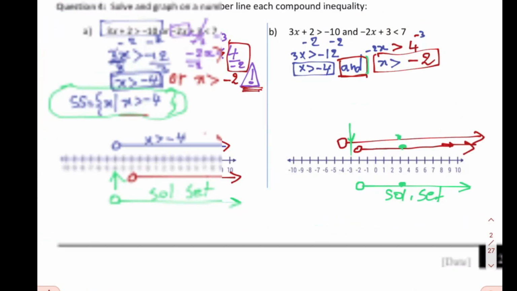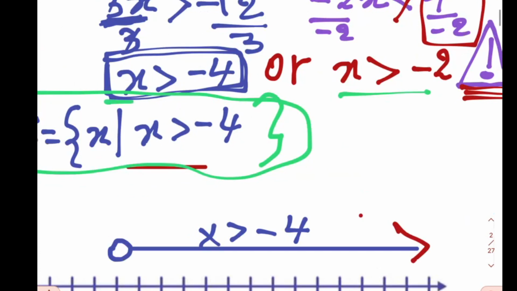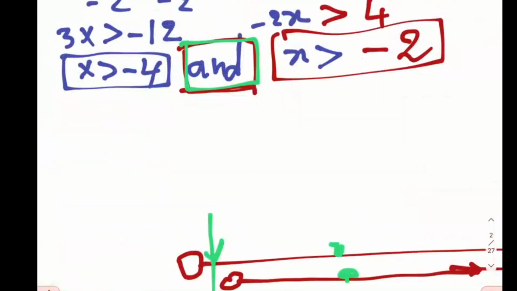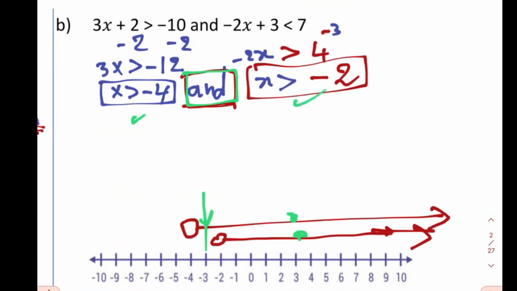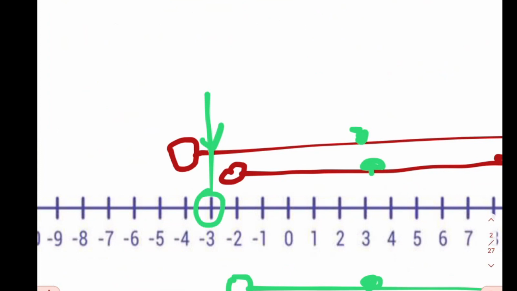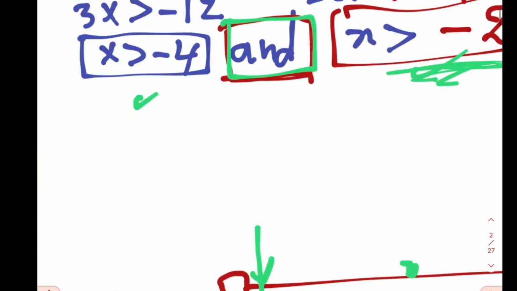But "or" means verify either of them, verify this or verify that. Any solution here you accept, any solution here you accept. However, for "and," you accept the ones that verify this and this at the same time. Whatever verifies both of them, you accept. So if we take, for example, negative 3, it doesn't verify the second one. It verifies only the first one, so we don't accept it. That's what "and" means.